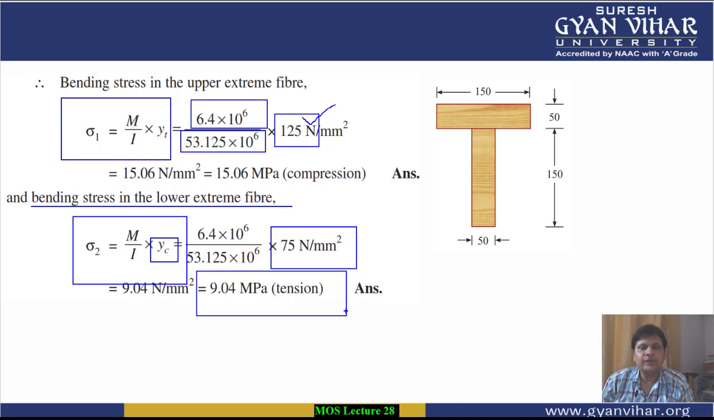So in this way, individually we have to calculate the stress in the upper extreme fiber and also in the lower extreme fiber. The only difference was that the distance of both fibers from the neutral axis was different. The uppermost fiber was at a distance of 125 from the neutral axis, which is basically the center of gravity line passing through the center of gravity. And the lowermost fiber was at a distance of 75.